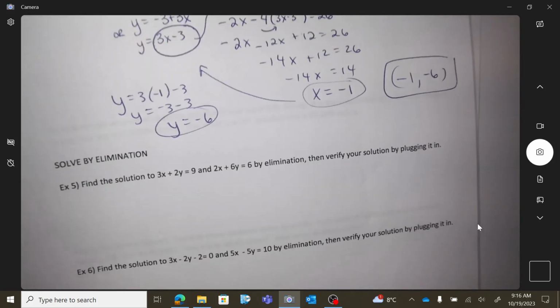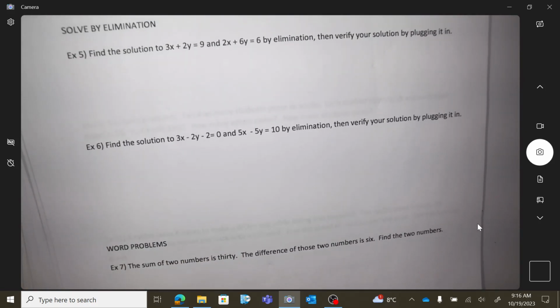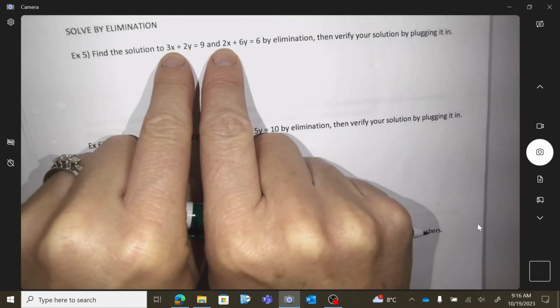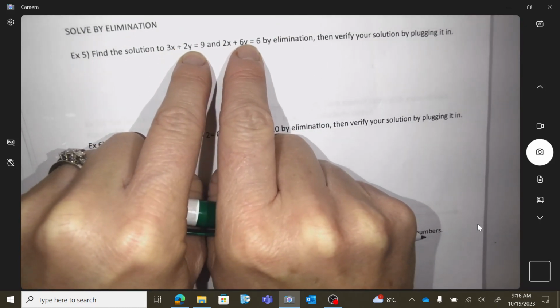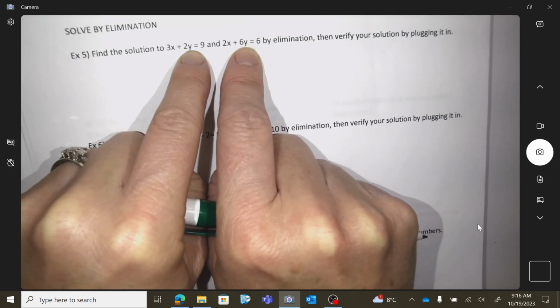Okay, so the next method was elimination. So that's where you stack and make sure that they're matched up with columns. So let's look at these x's. Those aren't the same, the y's, those aren't the same. You got to get something to have the same amount.